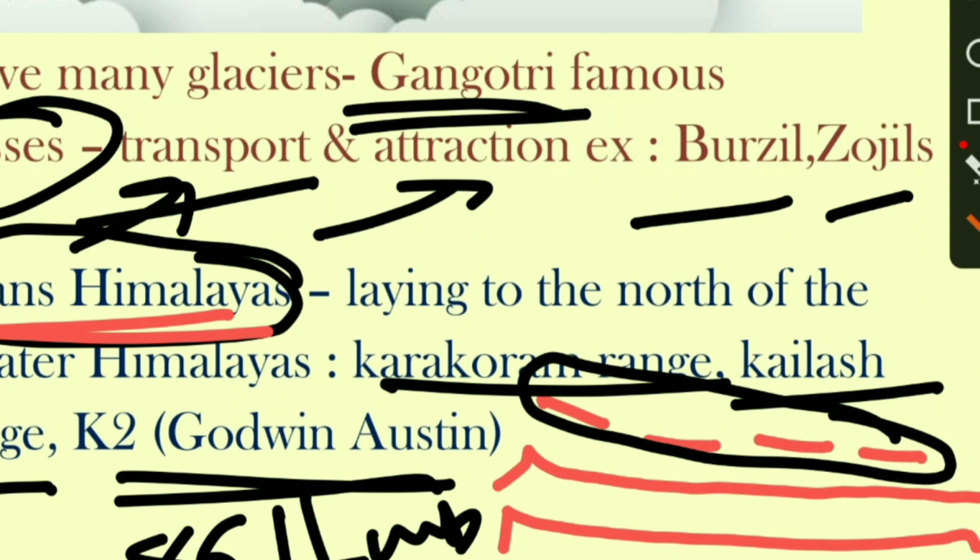The peak we studied already, Mount Everest, is the highest peak in Nepal and the highest peak in the world also. But the 8,611 meters height peak K2, Godwin Austen, is the highest peak of our country, India. Then Ladakh Plateau also lies in this region. Okay.